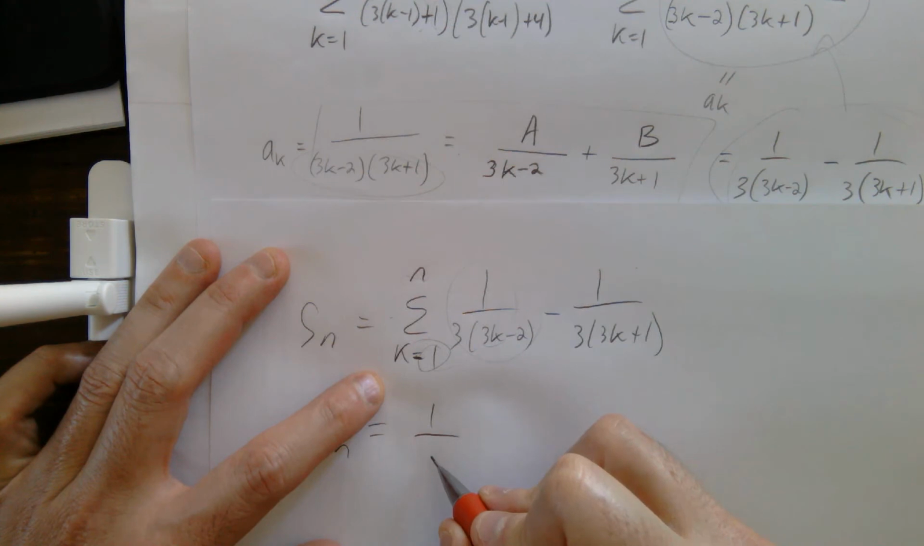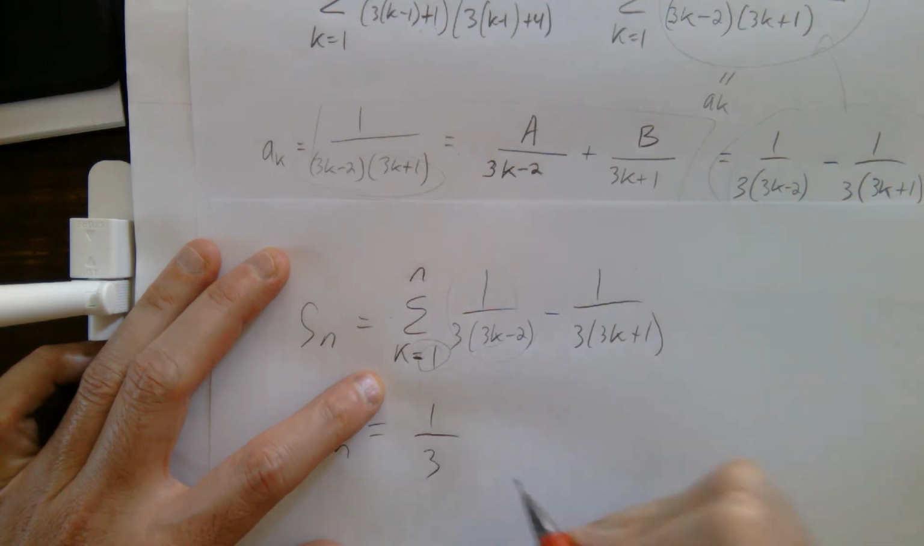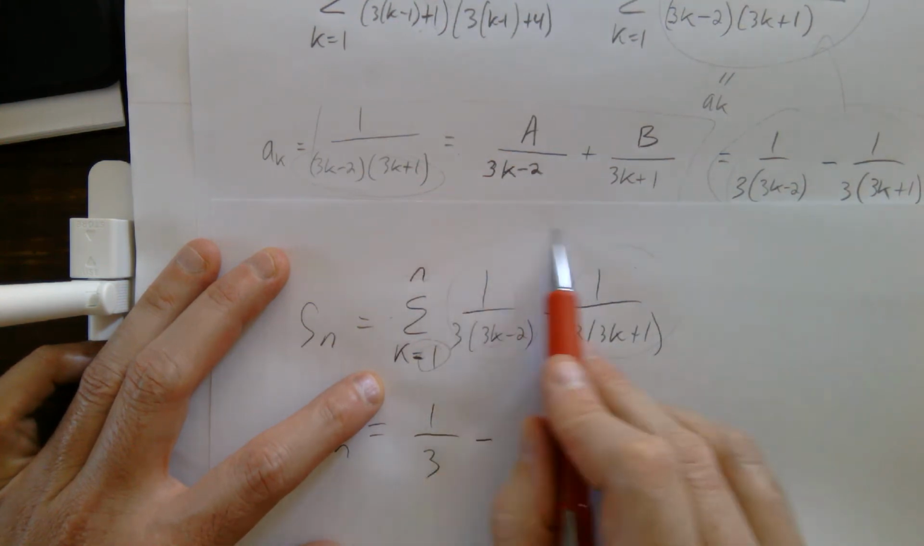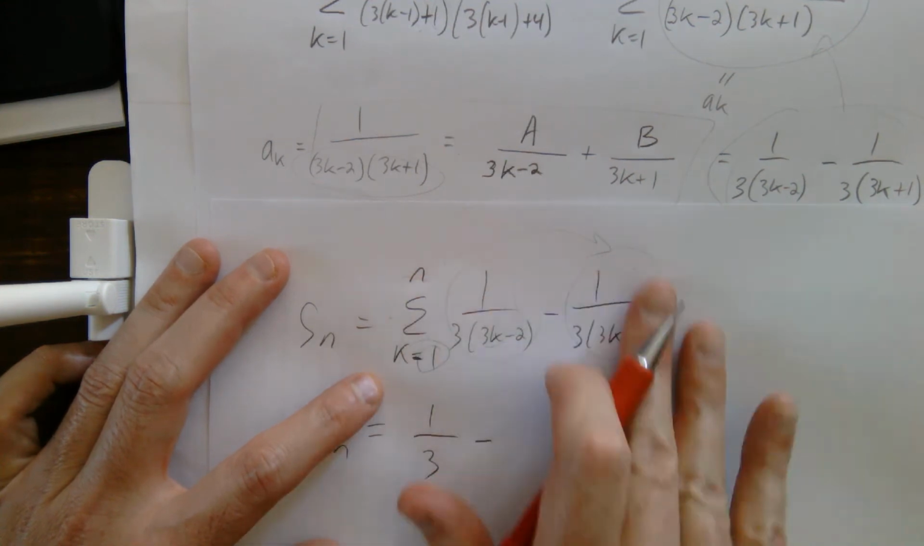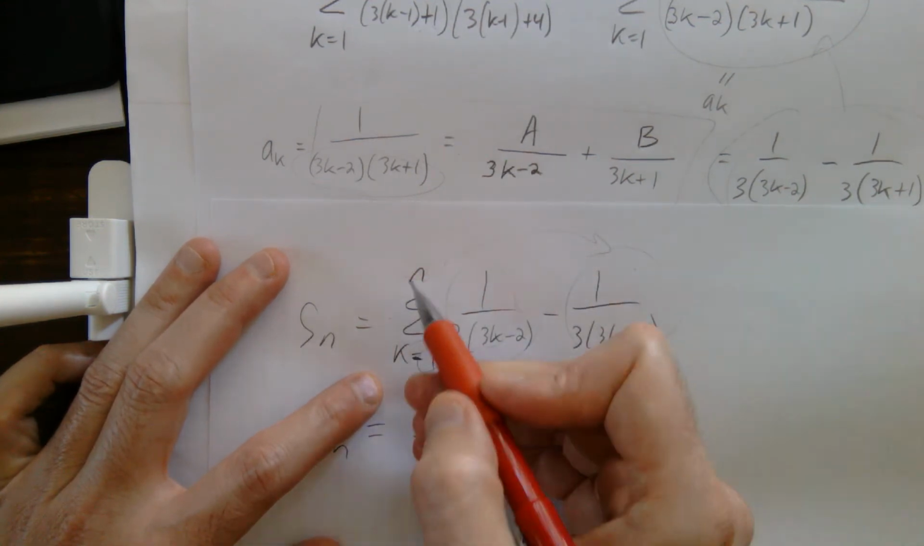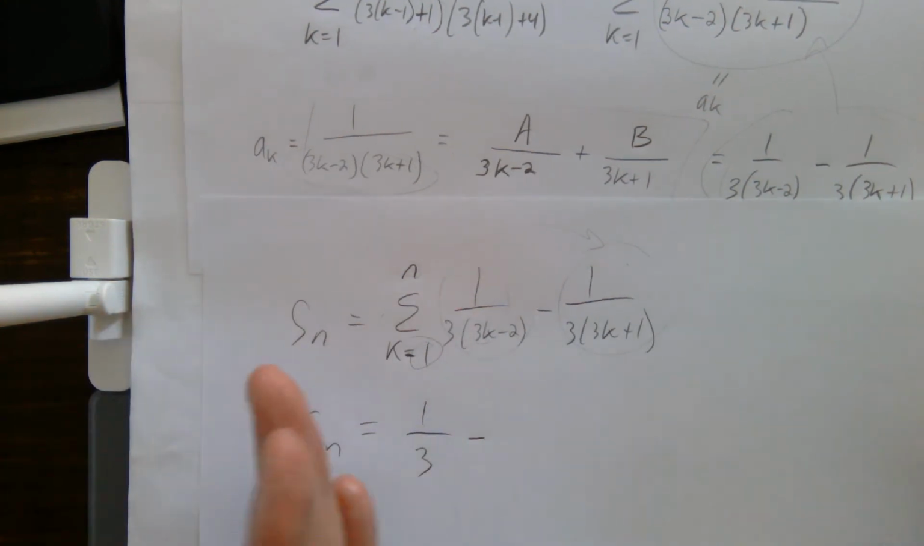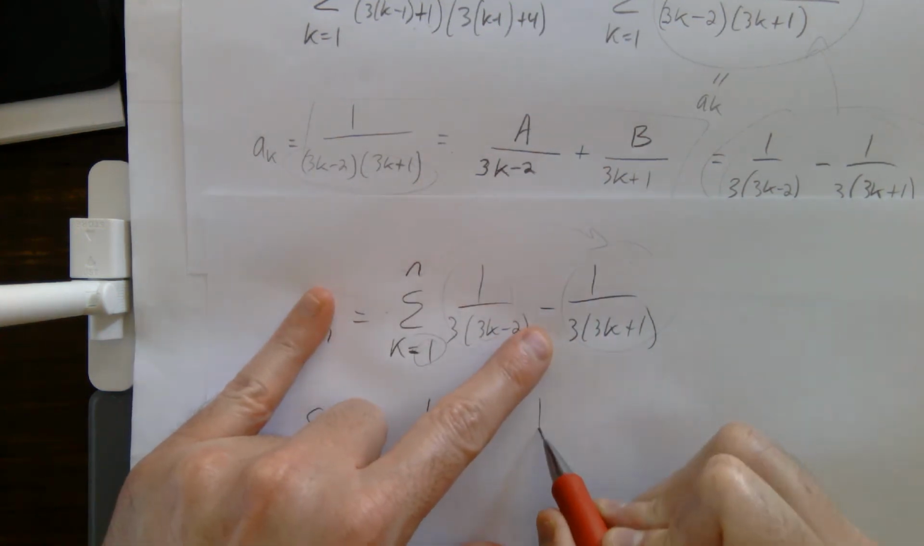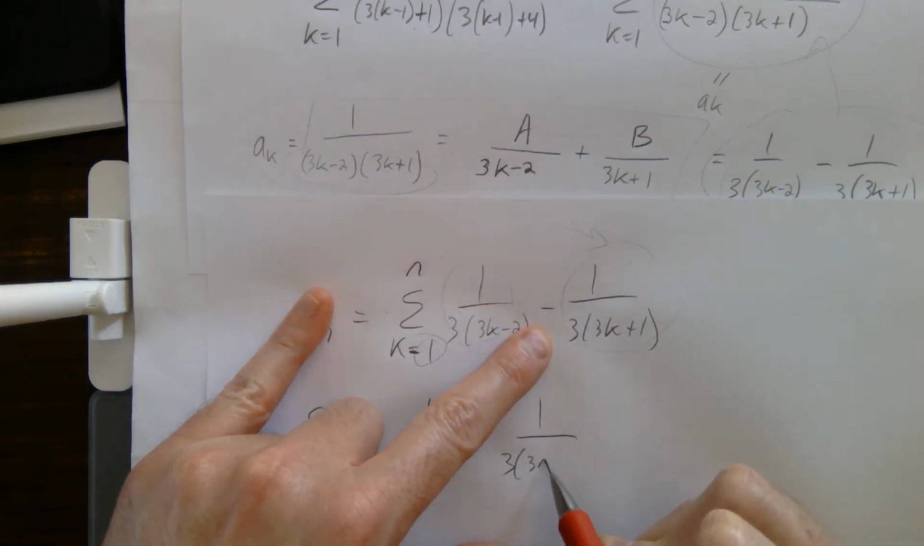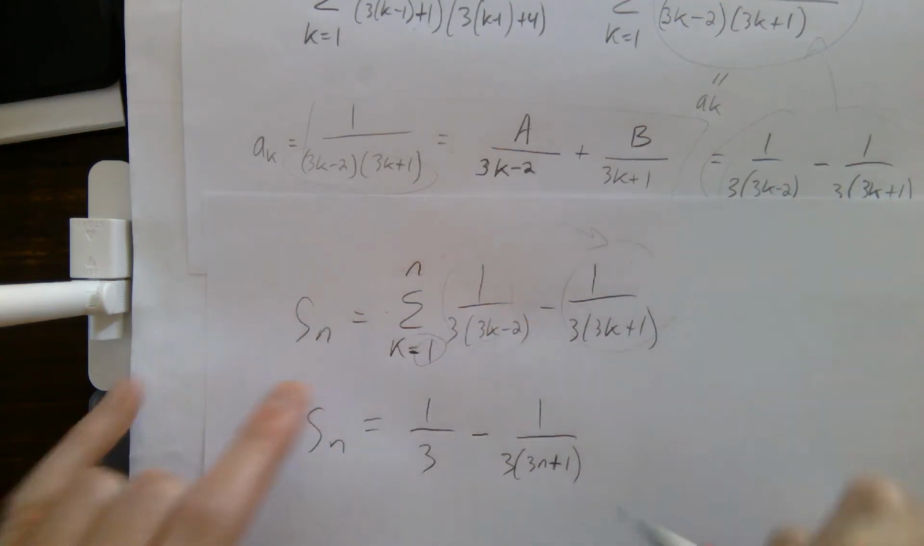1 times 3 is 3. And the last term, which has an n plugged into it, whatever n might be, 10 or 999 or whatever you want to go up to, that survives. And everything else in the middle cancels. Kind of nice. So we have 1 over 3, 3n plus 1. That is our final answer.